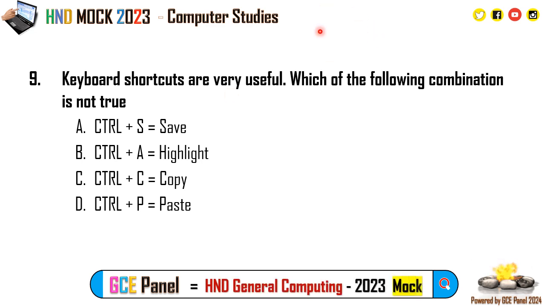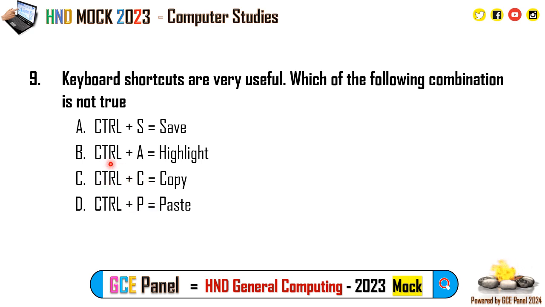Question 9. Keyboard shortcuts are very useful. Which of the following combinations is not true? So the only combination that is not true here is Ctrl plus P is equal to paste. To paste something, we use Ctrl V, not Ctrl P.